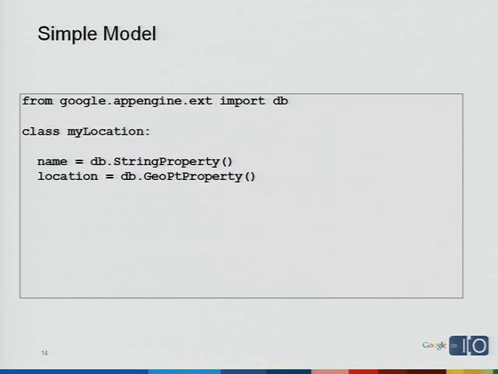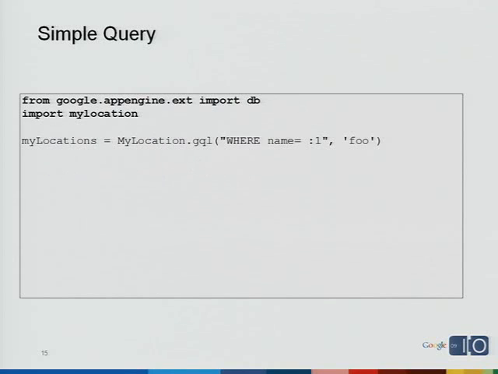Unfortunately, you don't get very much for that. So here's a simple query to the data store. After you've put any item into the data store, you use a GQL query, Google query language, and you would just say myLocation.gql where name equals something. And that :1 and foo, that's a substitution process.